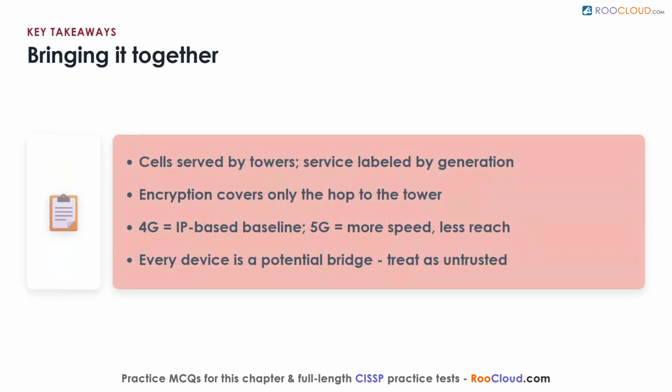So let's bring it together. A cellular network is organized into cells served by towers, with service labeled by generation. Its encryption covers only the hop to the tower, so protect sensitive data yourself. The fourth generation is the Internet Protocol-based baseline nearly everyone runs, while the fifth trades reach for far greater speed and spreads into industrial gear. And every cellular device is a potential bridge into your network, vulnerable to interception and fake towers. Treat these connections as untrusted, and layer your own encryption on top.